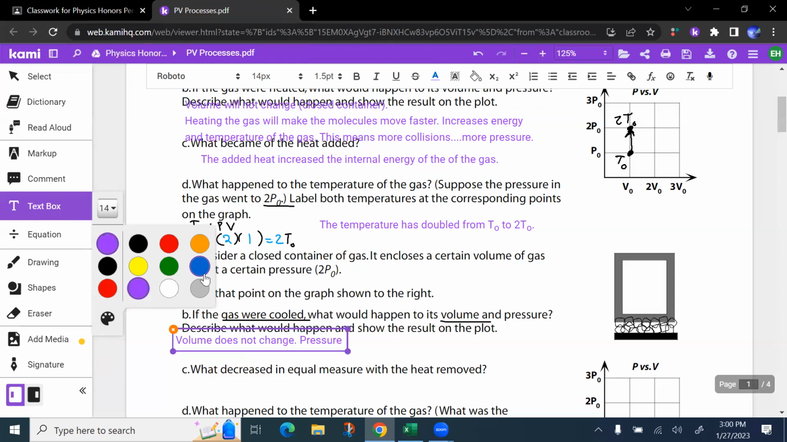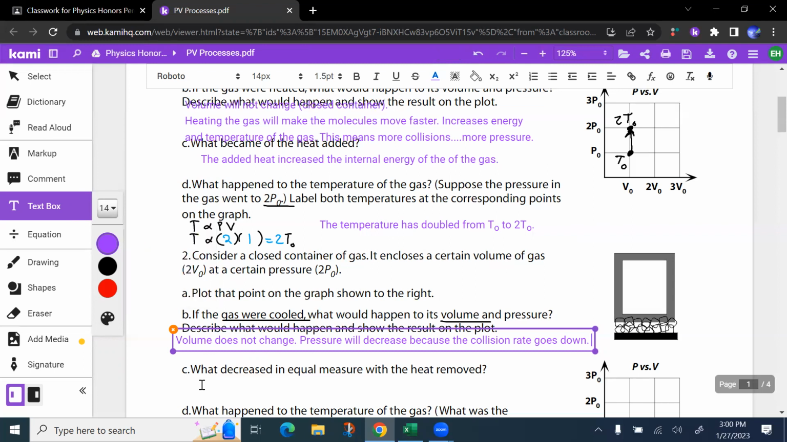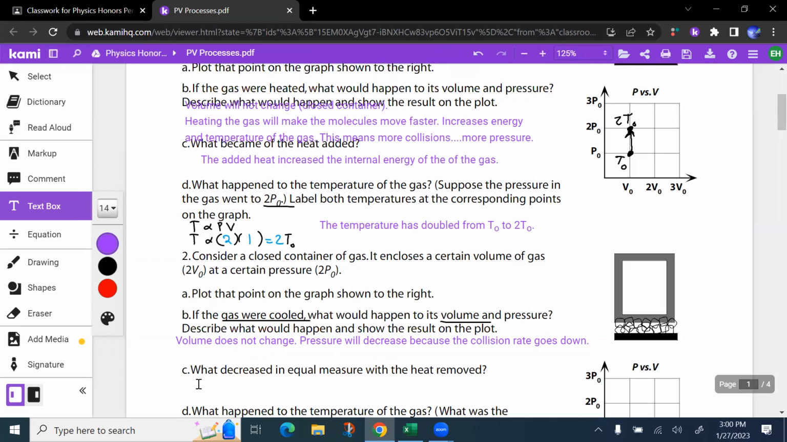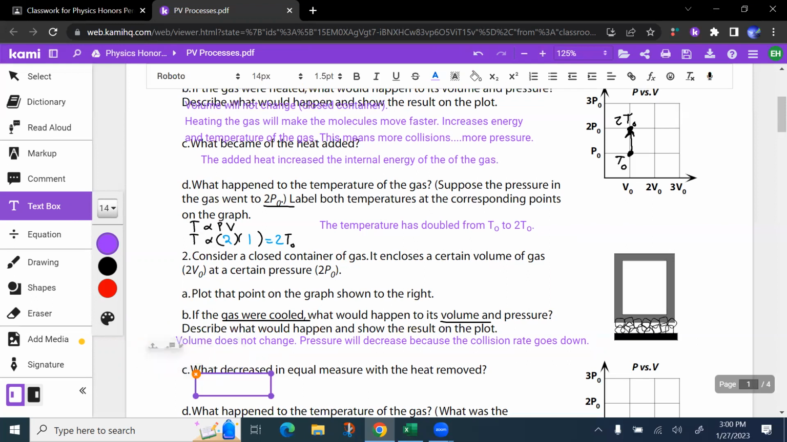The pressure, on the other hand, is going to decrease, because the collision rate goes down. Why does the collision rate go down? Well, as you cool the gas, the molecules themselves are going to lose internal energy. The internal energy of the gas, plus the kinetic energy of the gas, go down. The collision rate goes down, the pressure will be less. So what decreases in equal measure with the heat removed? Well, the internal energy decreases.